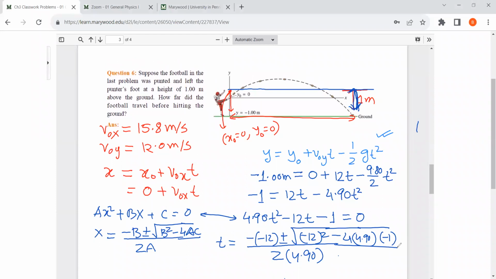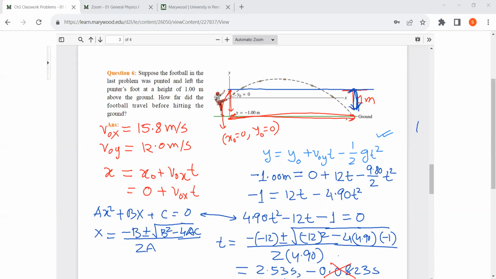Then if you solve this, you get something like this: t equal to 2.53 seconds, and for the negative one you get negative 0.0823 second. Okay, so because time here cannot be negative, this is an unphysical solution. So the time to go from here to here is 2.53 seconds.